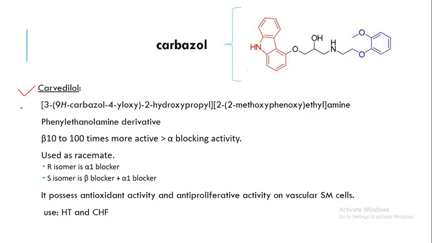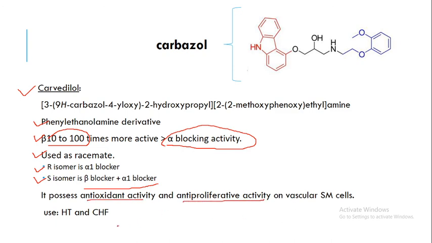Next is carvedilol. Again it is a phenyl ethanolamine derivative, and on the beta receptor it is 10 to 100 times more potent compared to its alpha 1 blocking activity. It is basically used as a racemate. The R isomer has alpha 1 blocking activity, and the S isomer has beta plus alpha 1 blocker activity. Apart from that, it also has antioxidant activity and anti-proliferative activity on vascular smooth muscle cells, and is basically used in hypertension and congestive heart failure. In carvedilol, a carbazole ring is present, so this ring is called the carbazole ring.